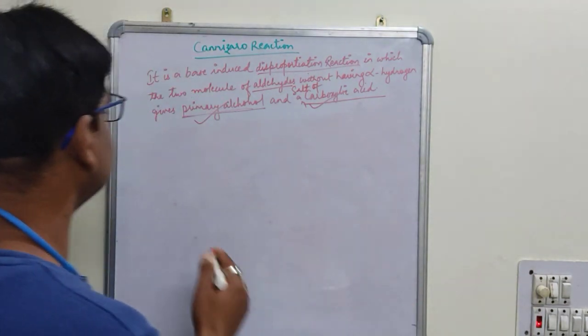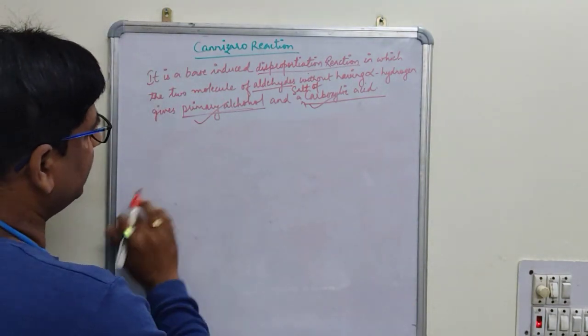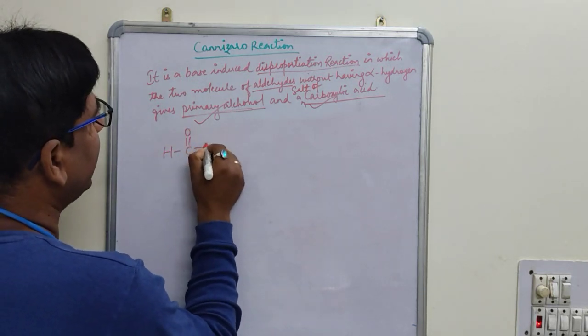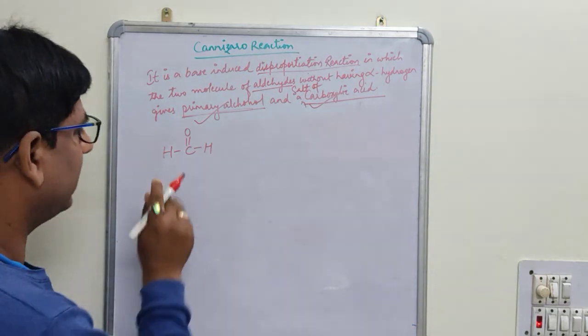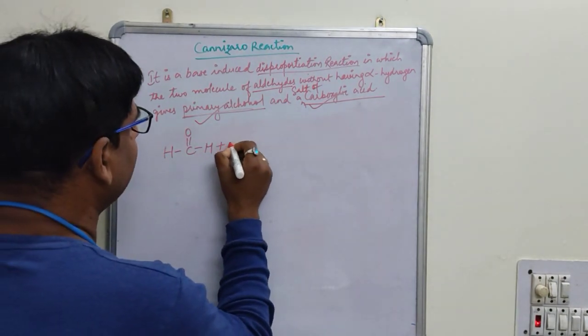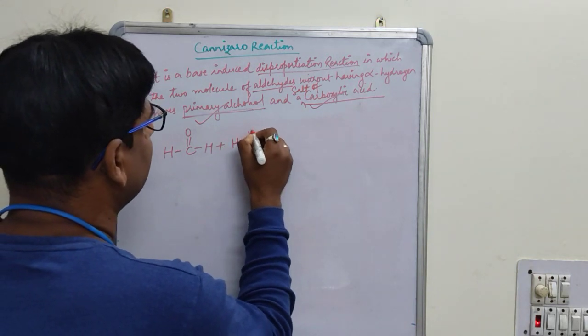Now let us first see a general reaction. For example, I am taking here HCHO, and again one more molecule of it, HCHO.